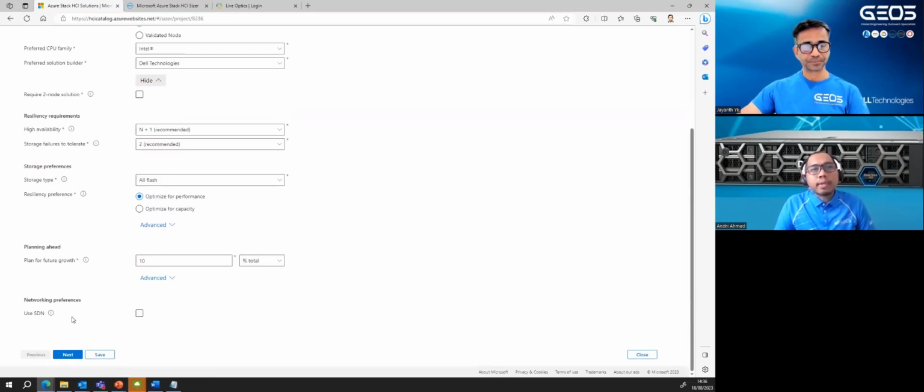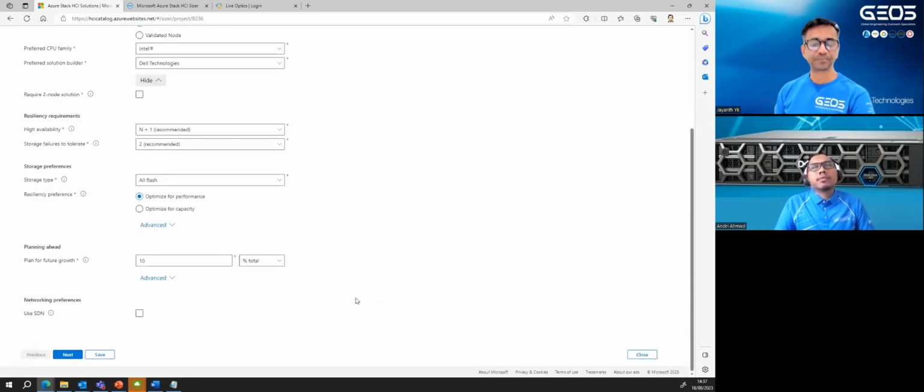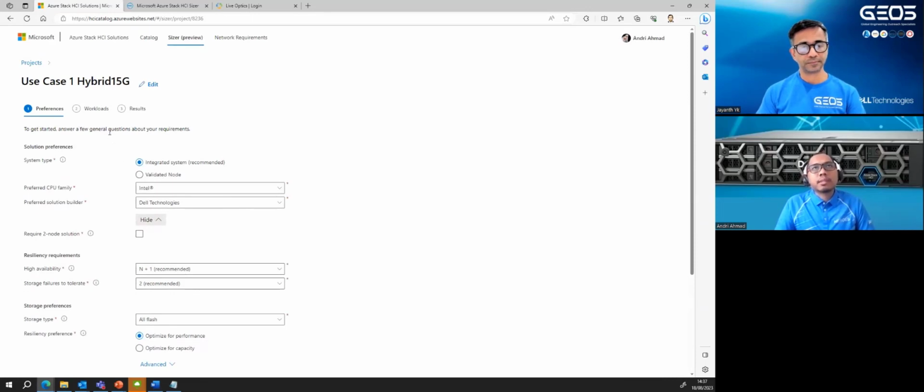And then we have SDN. This is if you want to deploy SDN, software-defined networking. The Sizer also calculates the requirement for infrastructure VMs for SDN, such as the network controller, software load balancer, distributed gateway and firewall. So depending on your requirement, you can click if you want to use SDN, and then the Sizer will calculate the overhead for you. Right, so that's the first one, the preferences.